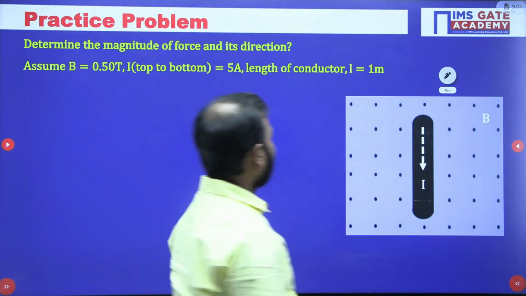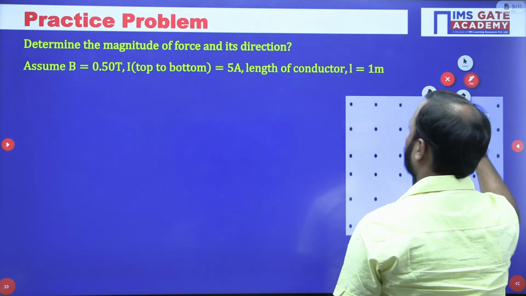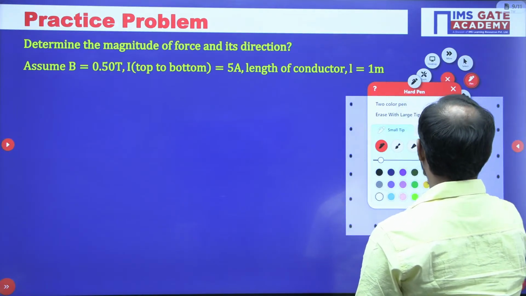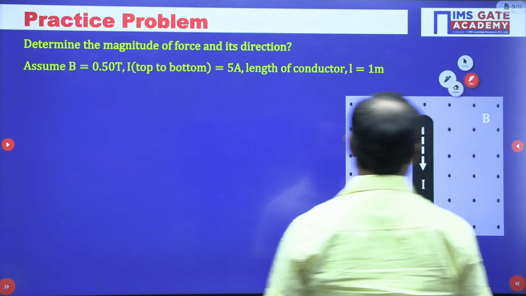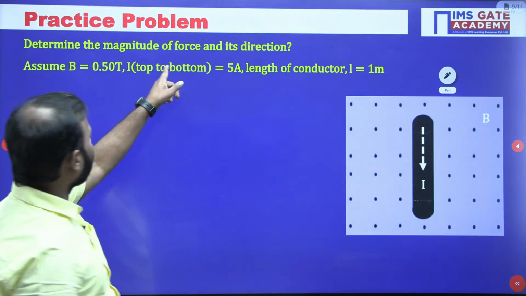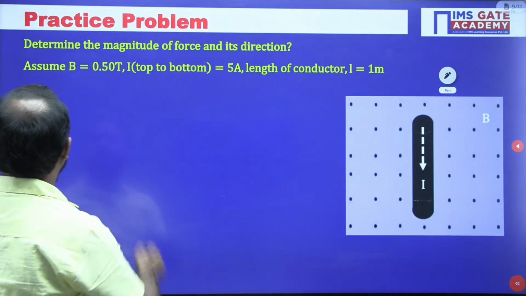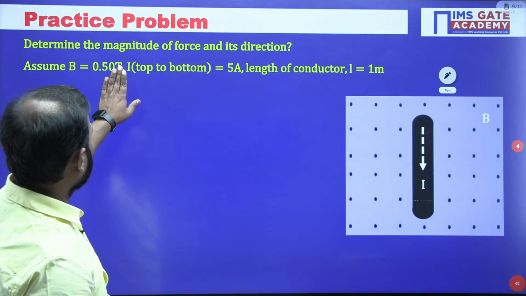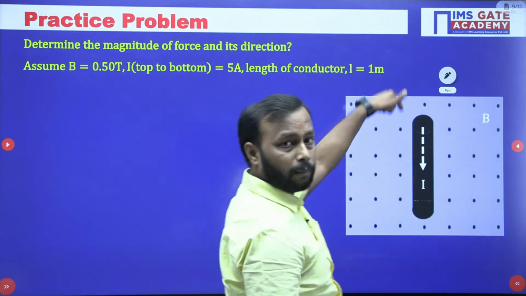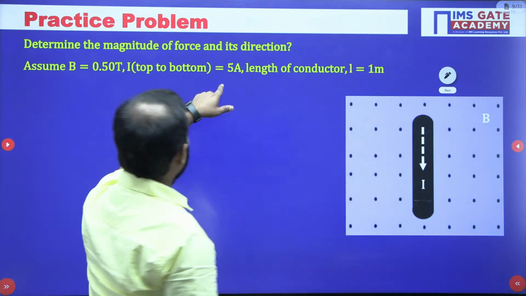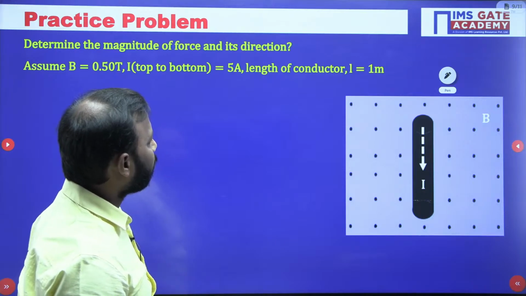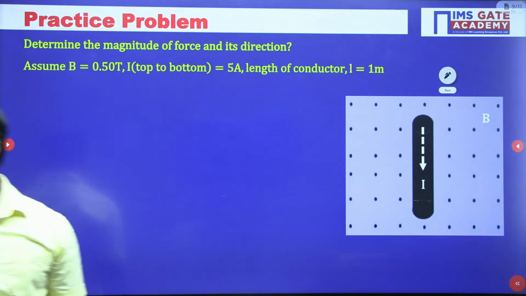Clear? Now let us discuss one simple problem, and after that we will close this session. Okay. See here, determine the magnitude of force and its direction. Assume B to be 0.50 Tesla, the current direction is from top to bottom, downward, which is 5 ampere, and the length of the conductor is 1 meter. Tell me what will it be? Do it fast.